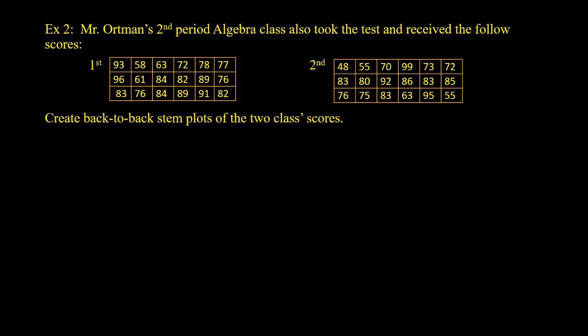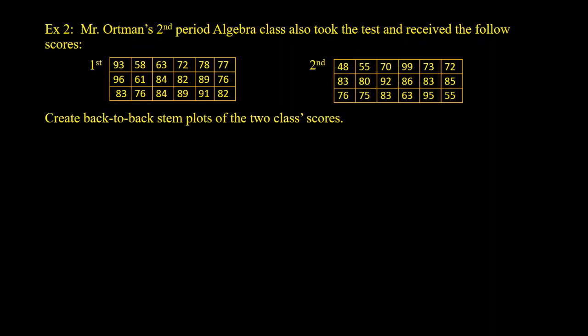Chapter 3, Example 2. Mr. Orman's second period algebra class also took the test and received the following scores. Create back-to-back stem plots of the two classes' scores. So now we're going to do a back-to-back stem plot, and what's nice about these is it's easy to compare distribution shape, center, those types of details.